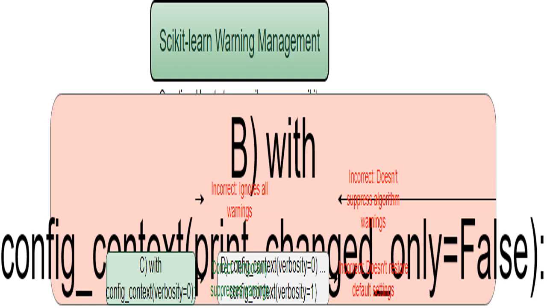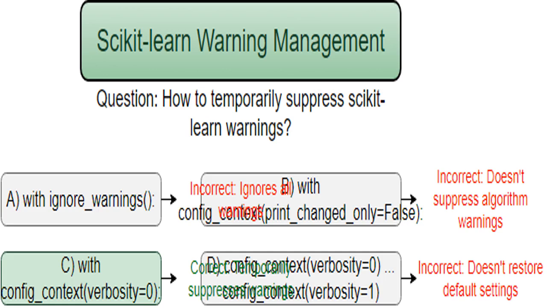This uses `config_context`'s `verbosity` parameter to control warnings. The `with` statement ensures the original settings are restored. I find this the safest, most elegant option. It's the correct answer. This employs `ignore_warnings`. While it achieves silencing, it's too broad and unsuitable for production code because it suppresses all warnings. It is a bad practice.